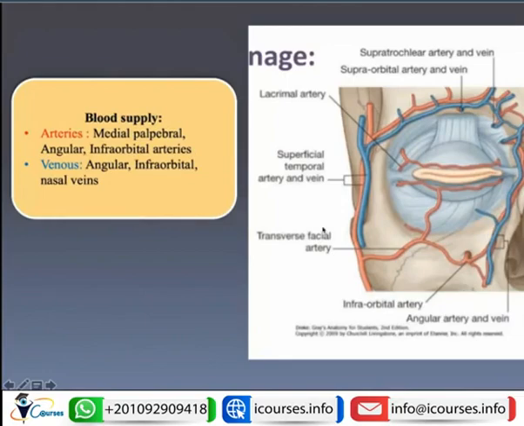Where does the nasolacrimal duct get its blood supply? This comes from the medial palpebral artery, the angular artery, and the infraorbital artery. Here is the infraorbital artery, here is the medial palpebral artery, and here is the angular artery. The venous drainage also comes from the angular vein, the infraorbital vein, and nasal veins. So this is the blood supply.